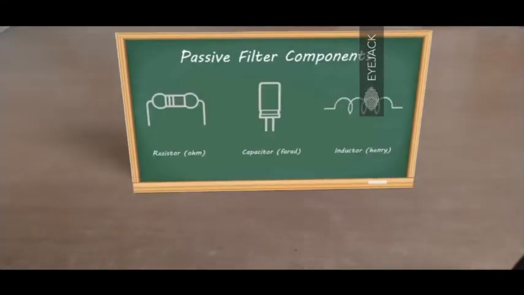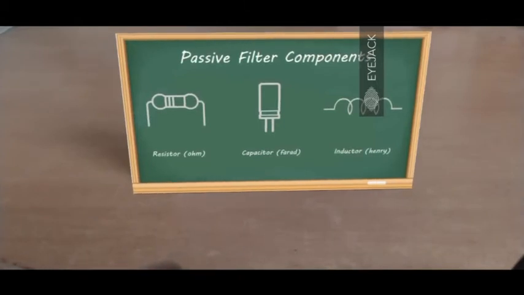Alright, these are the passive filter components. The first one is a resistor measured in ohm. The second is a capacitor measured in farad, and the third is an inductor measured in Henry. So these are the components that form part of the passive filter circuit that helps us out with accepting or rejecting frequencies based on the requirement.